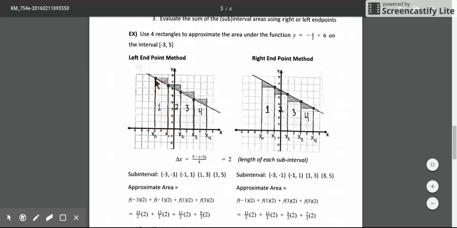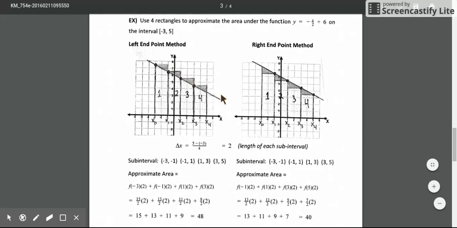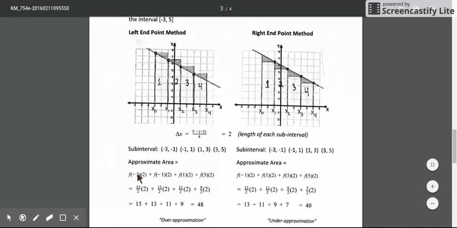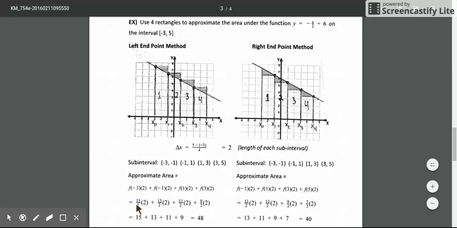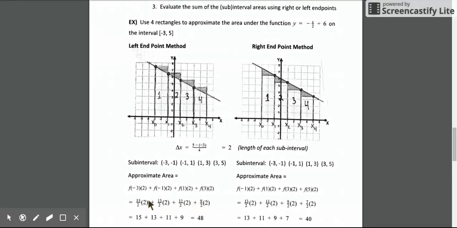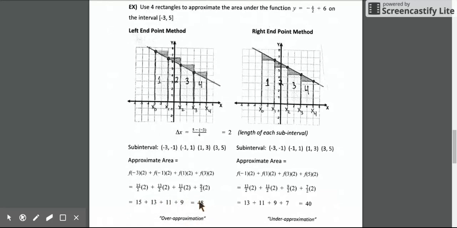Notice how if I'm using the left endpoint, I have an overlap here. So each of my rectangles is slightly over the graph. We'll take that into consideration when we look at our final area. So I'm plugging in the left endpoint of each of my intervals into my function, and then multiplying that by 2, and that gives me the area of each rectangle. So when I do that, I get 15 halves times 2, plus 13 halves times 2, plus 11 halves times 2, plus 9 halves times 2. And if we're multiplying by 2 and dividing by 2, those all cancel each other out. We're just adding 15 plus 13 plus 11 plus 9 and getting a total approximate area of 48.